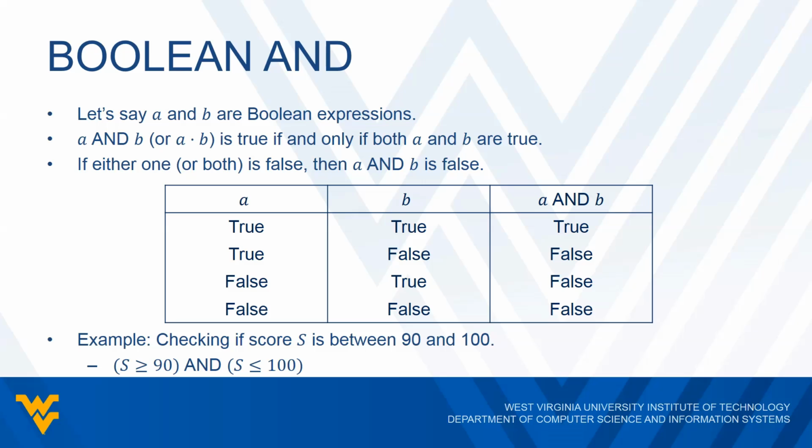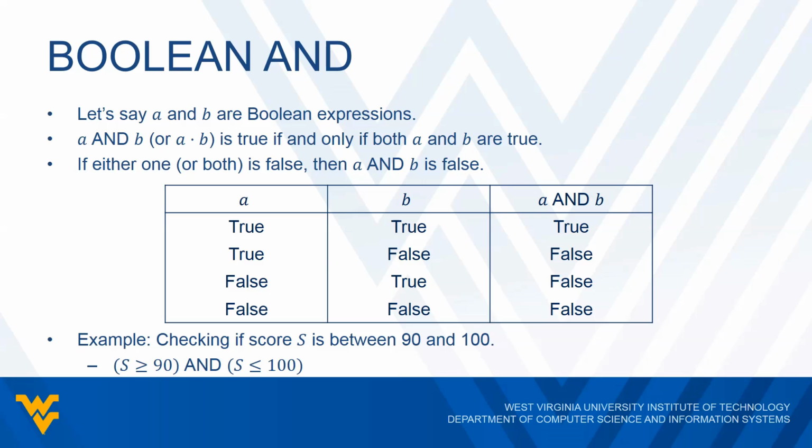So that means it has to be greater than or equal to 90, and it also has to be less than or equal to 100 at the same time. So we have these two Boolean expressions, and then we just combine them with the AND operation. So we would say s greater than or equal to 90 and s less than or equal to 100. And that would give us our complete expression here.